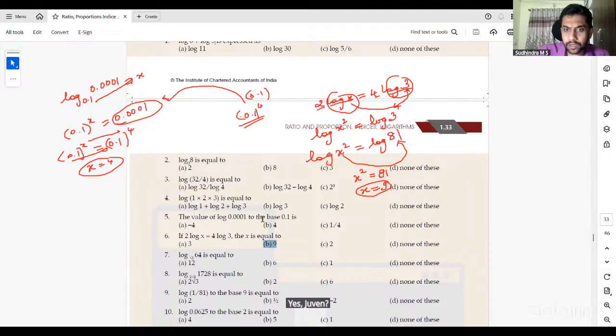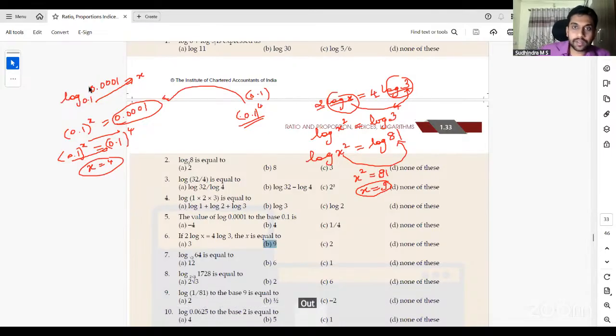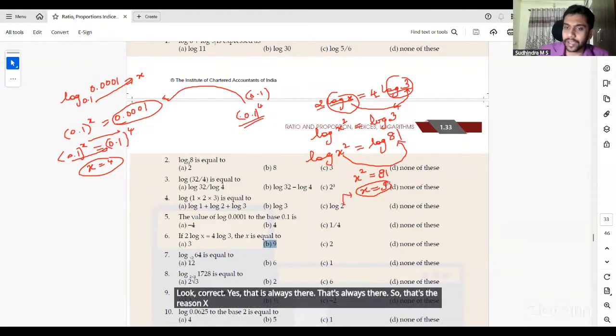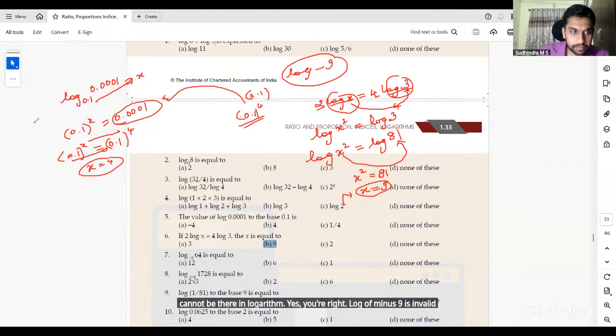Sir, you told plus or minus 9 only, sir. Correct. Sir, in logarithms, we cannot consider minus 9 in the logs. Outside of log, we can. Yes, that is always there. So that's the reason x has to be plus 9 only. Minus 9 cannot be there in logarithm. Yes, you're right. Log of minus 9 is invalid. You're right. Yes, sir.